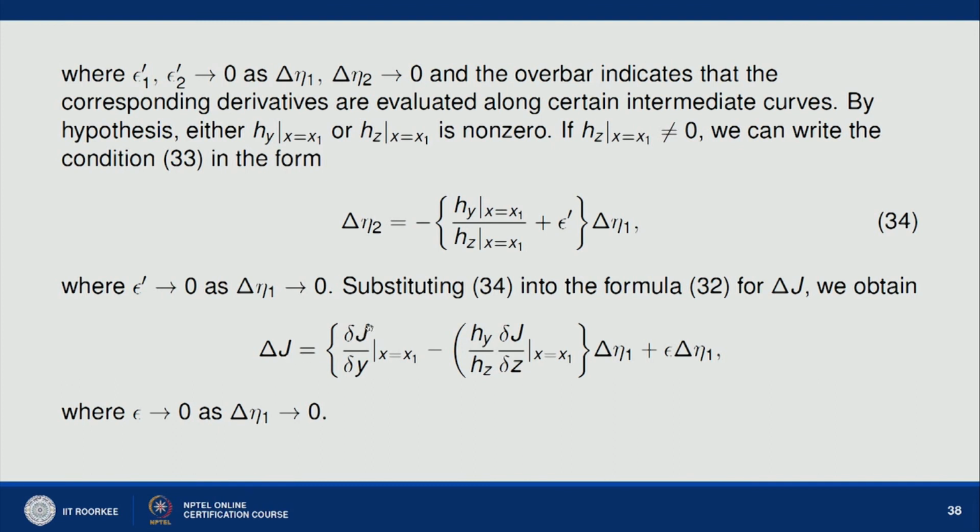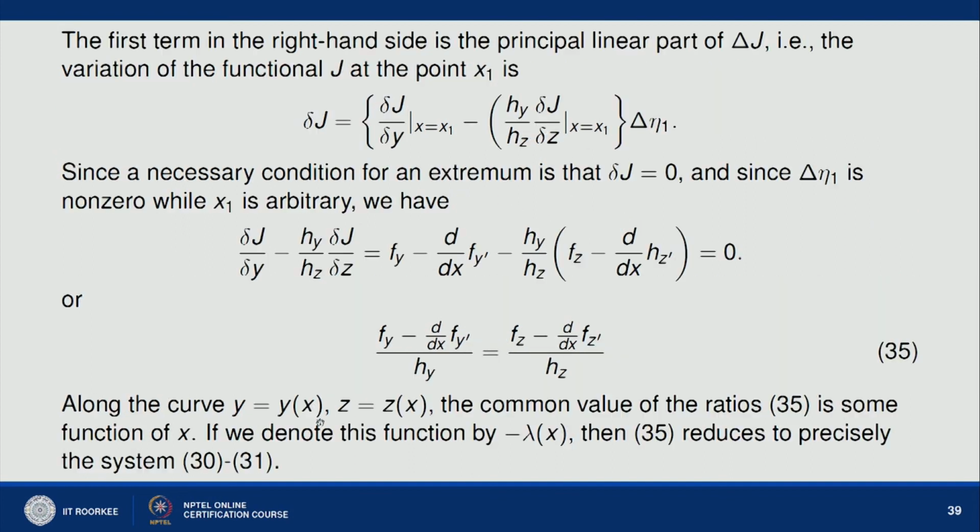So, using the value of delta eta 2, you write down the expression for delta J, which is given as delta J is equal to [delta J by delta y evaluated at x equal to x1 minus h_y upon h_z delta J by delta z evaluated at x equal to x1] into delta eta 1 plus epsilon delta eta 1. Here epsilon is tending to 0 as delta eta 1 is tending to 0. So, a necessary condition for an extremum is that delta J is tending to 0. Now, since delta eta 1 is non-zero while x1 is arbitrary, this quantity is going to be 0.